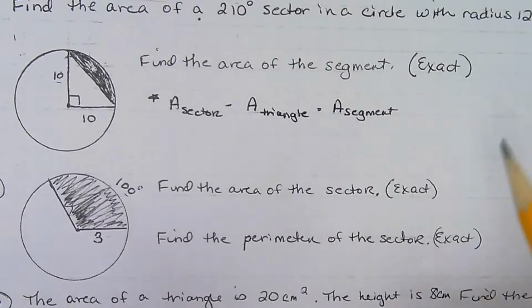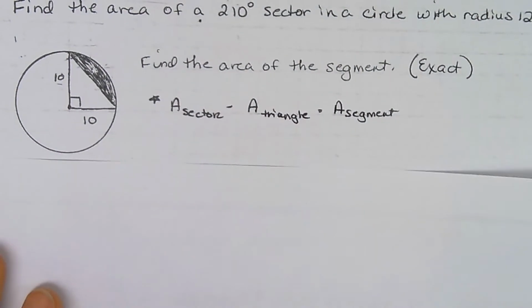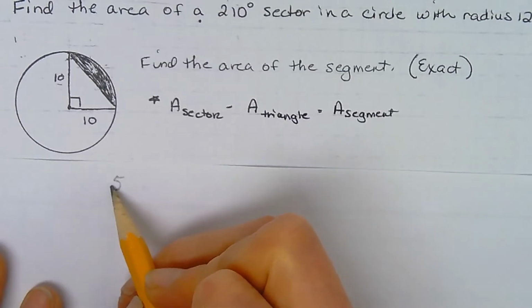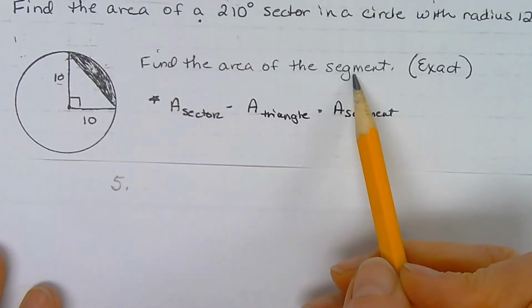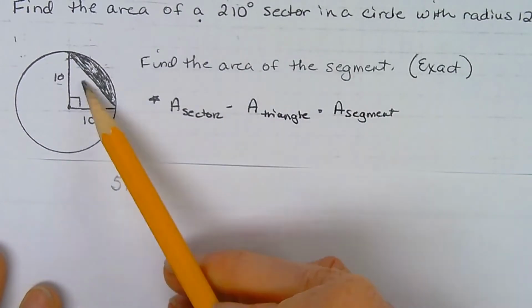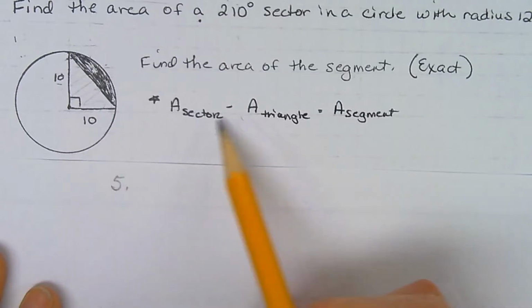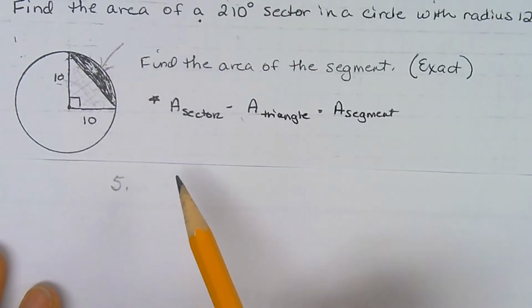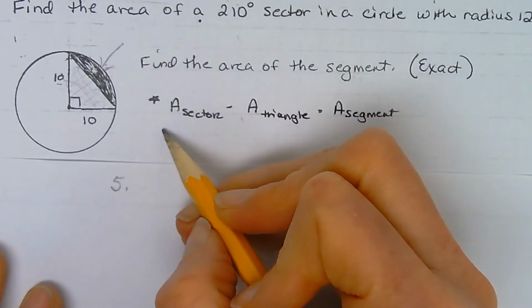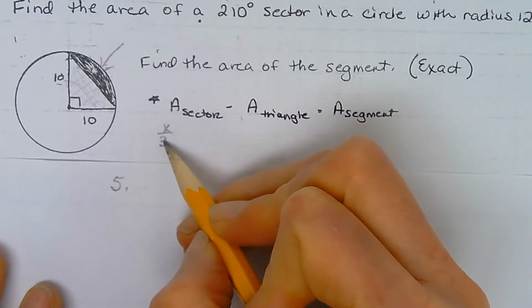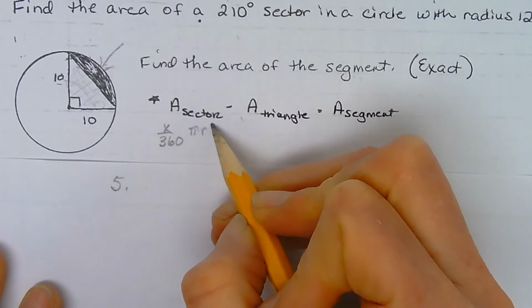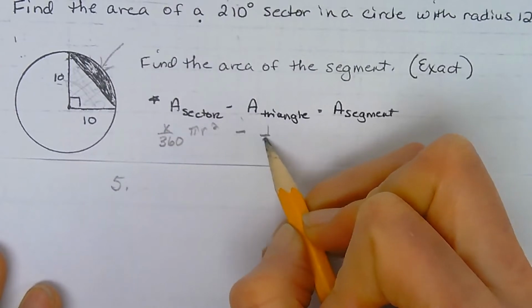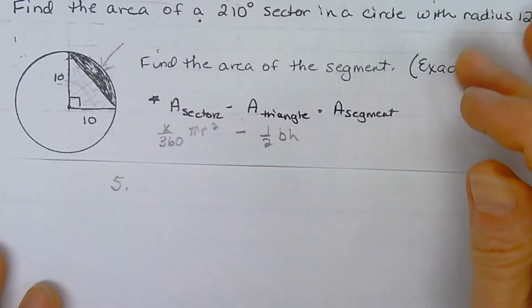Number 5. Find the area of the segment. Now remember, the segment is equal to the area of the whole sector minus the area of the triangle, and that's what leaves the area of the segment. So the area of the sector is x over 360 times pi r squared. The area of the triangle is 1/2 base times the height.